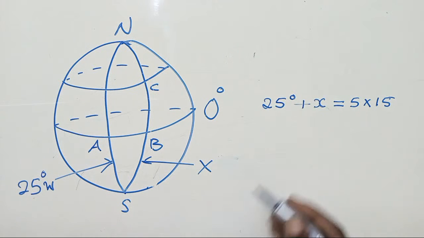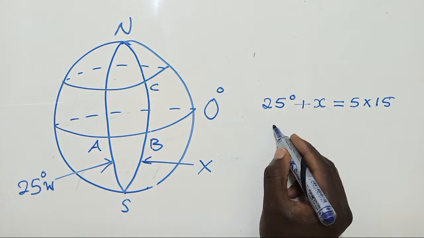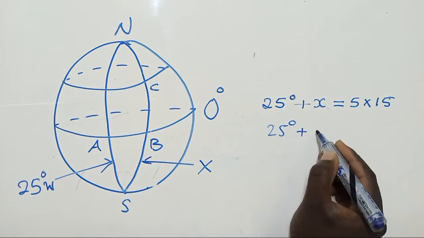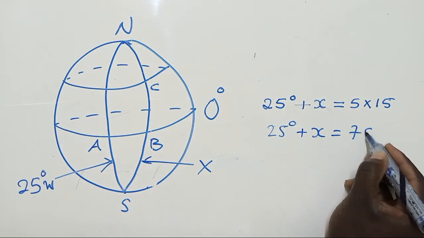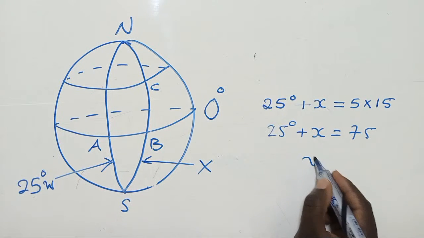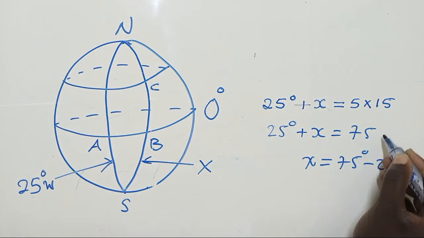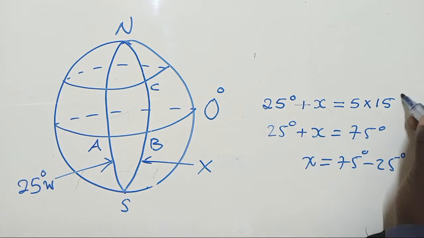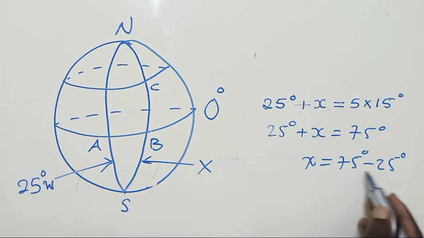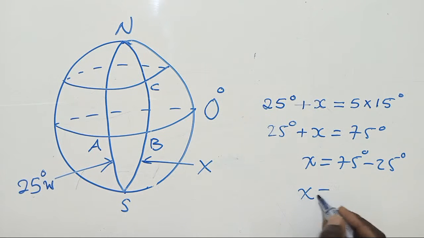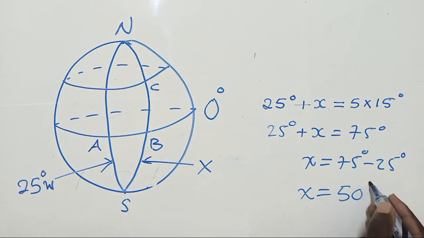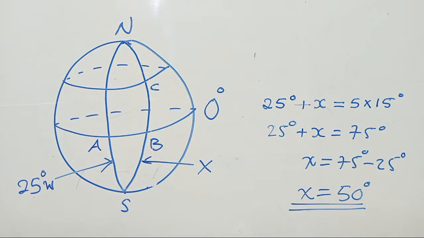We've been given it in the question. So you just work out this side, and on the other side you multiply, you get 75, and then you group the like terms. This is 75 minus 25, which gives us 50 degrees. So this is how you answer this question.